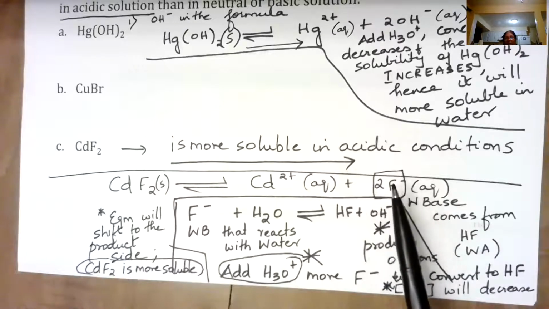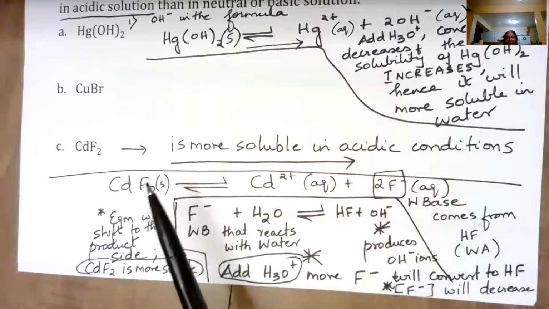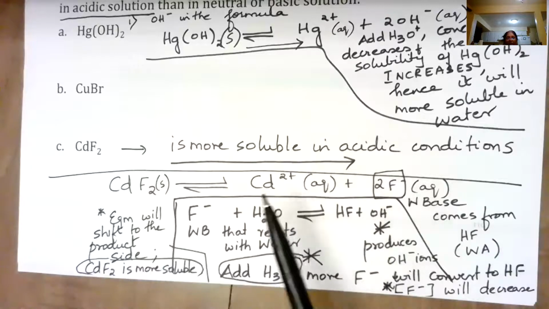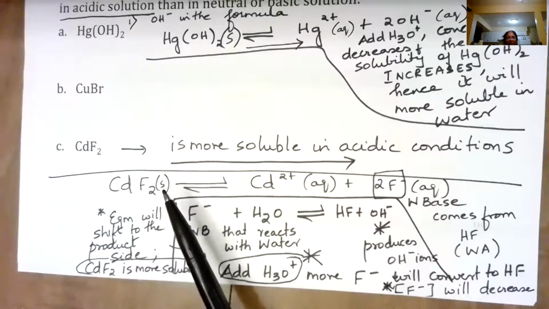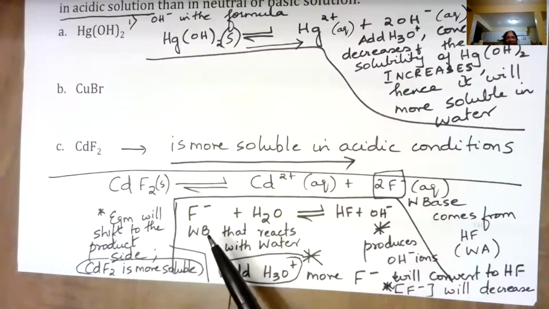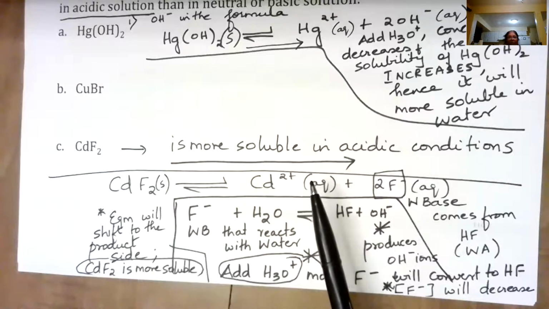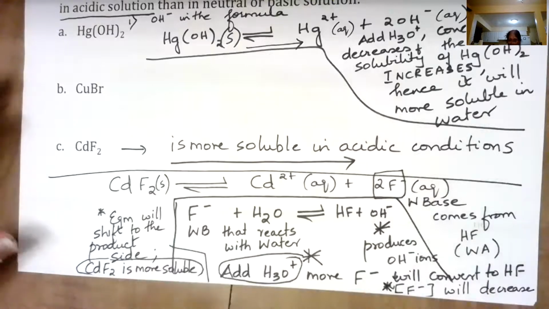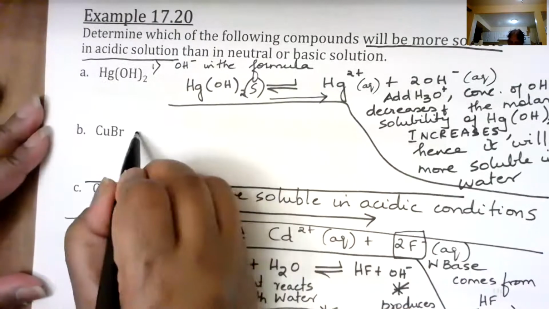So what happens to the previous equilibrium? This is decreasing because it's wanting to make that with water, and therefore the equilibrium shifts to the product side. When equilibrium shifts to the product side, the value of X, the molar solubility, will increase, which means this guy is more soluble in water, okay, a roundabout way. So hence this conclusion.